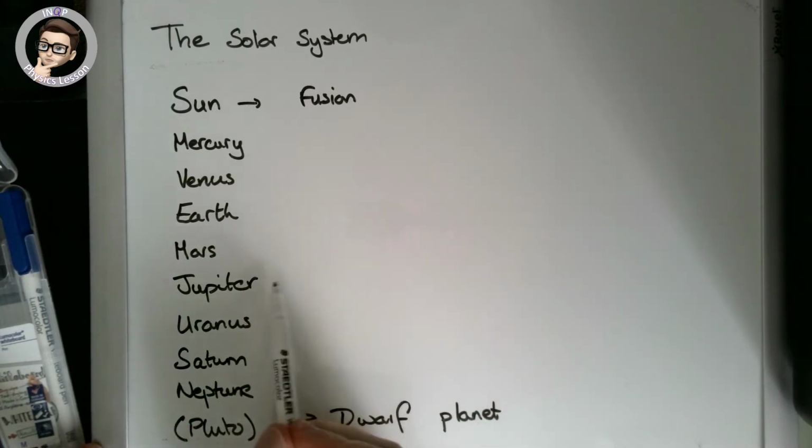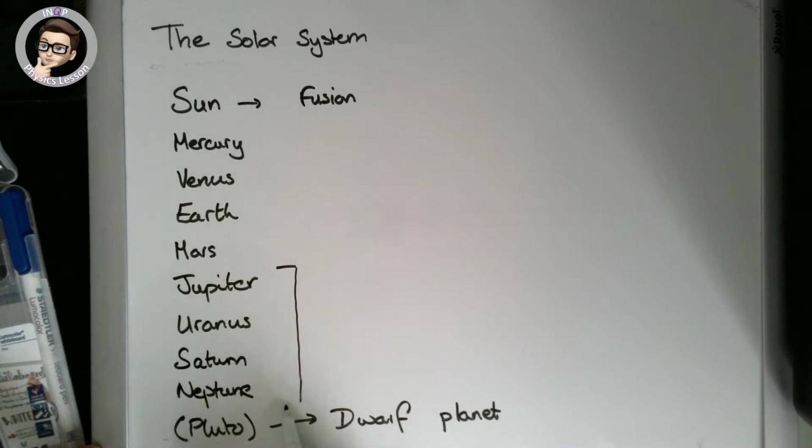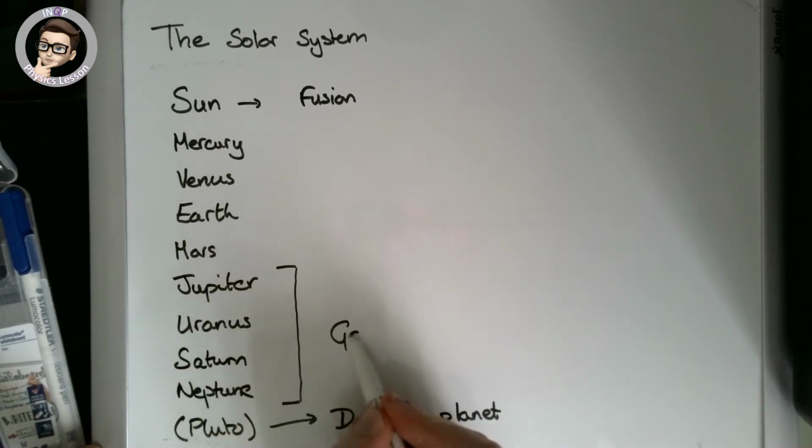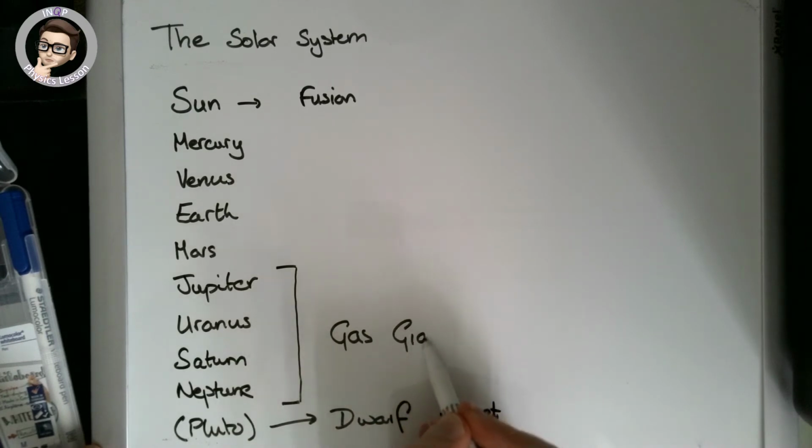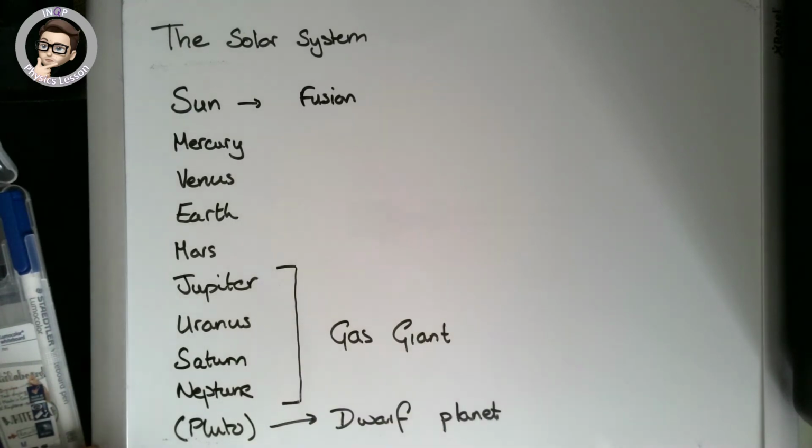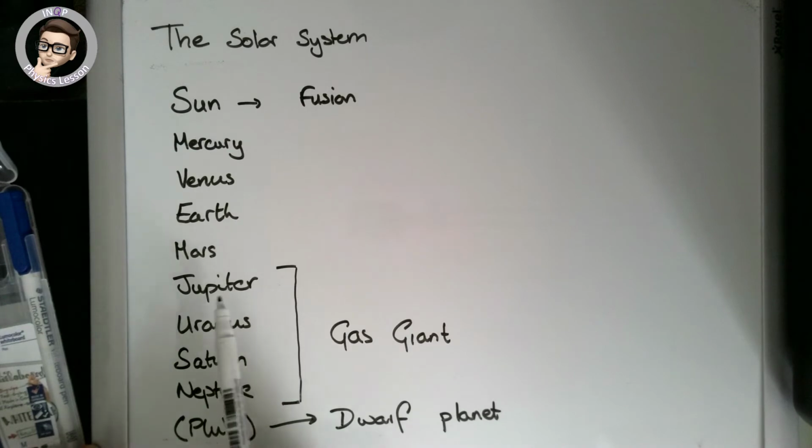Now, Jupiter, Uranus, Saturn and Neptune are all gas giants, which means they are mostly gaseous. Jupiter is the largest in our solar system. Believe it could have potentially been another star. Didn't happen to fuse, so therefore it's got lots of hydrocarbons and things like that on it. And Saturn obviously has rings. What else can I tell you?